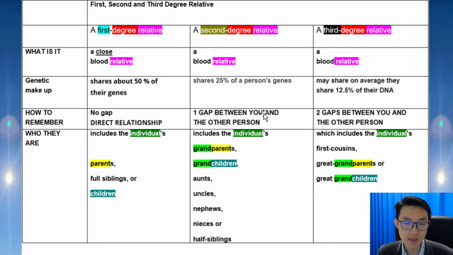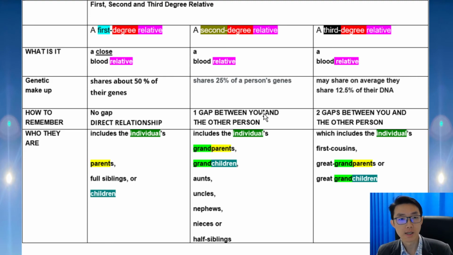In a similar way, there are two gaps between you and your great-grandparents. And the gaps are your father, your grandfather or grandmother, and then it comes to your great-grandfather or great-grandmother. So there are two gaps.